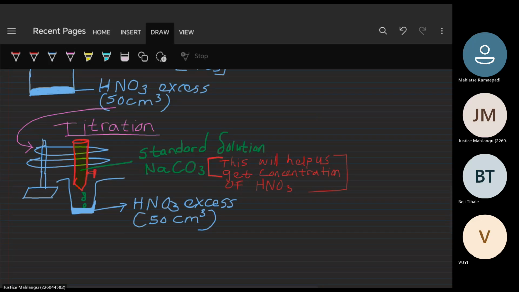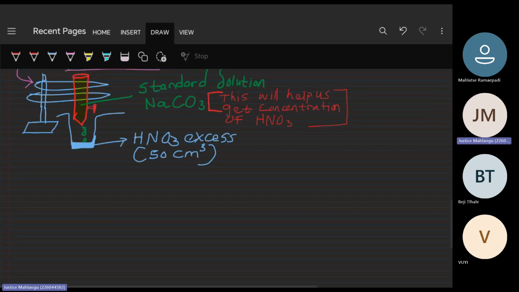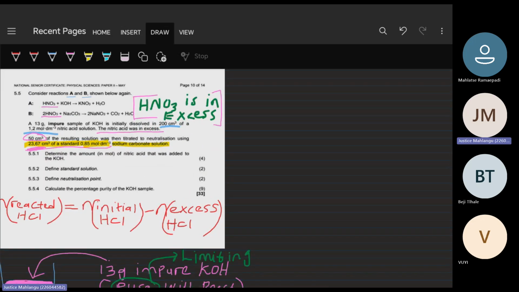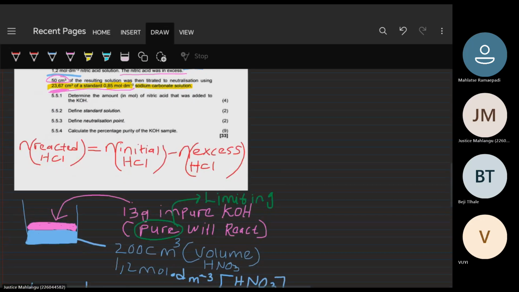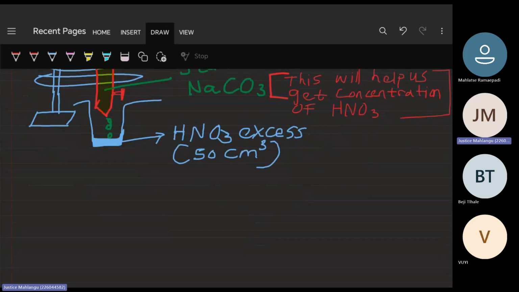Okay. Now, we have that information. I said the standard solution will help us get the concentration of nitric acid. So let's get that concentration of nitric acid. So I'm going to say now, with the standard solution, I'm given the volume. Can you see with the standard solution, guys, I'm given the volume and the concentration. So in order for me to get the concentration of the other, I will need to do this.